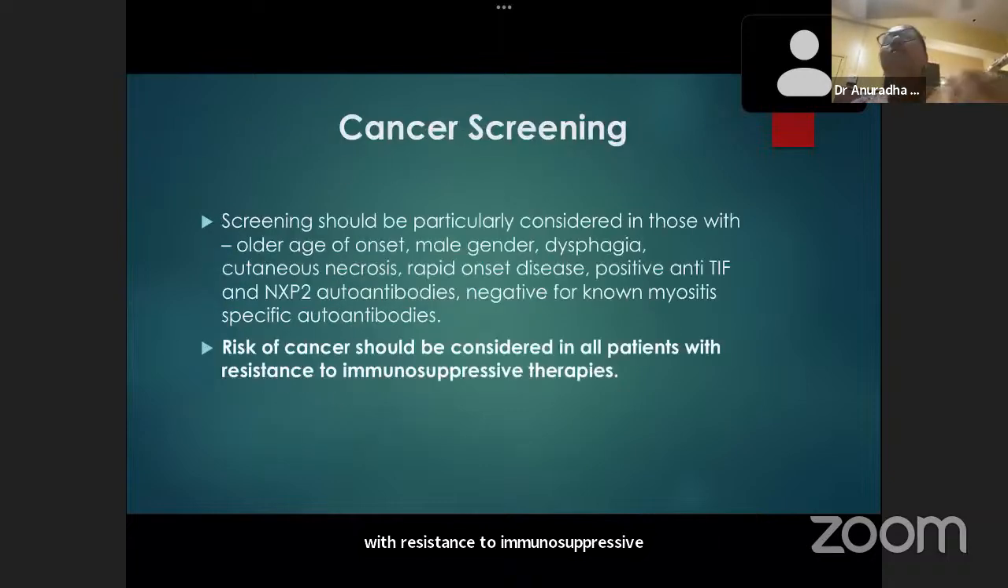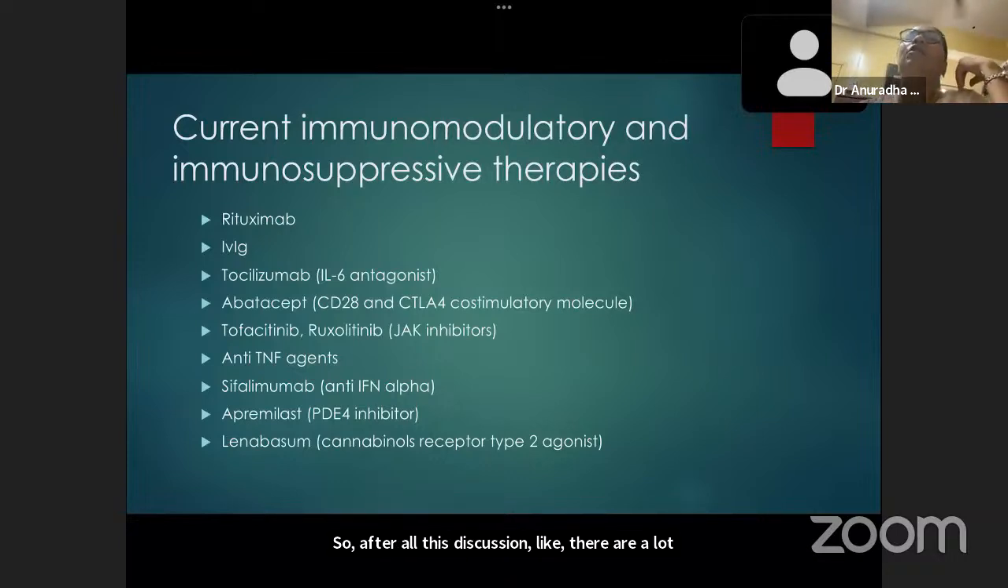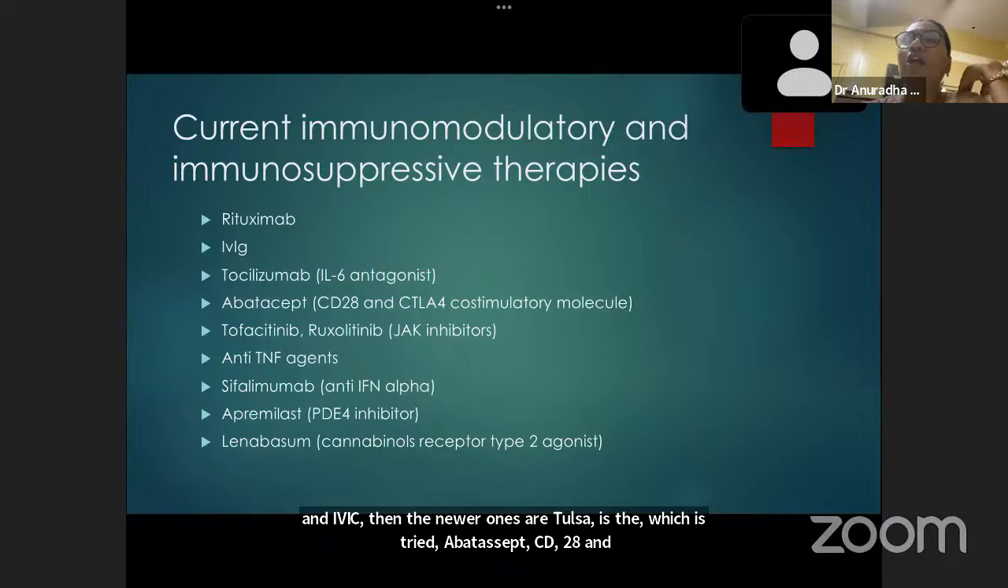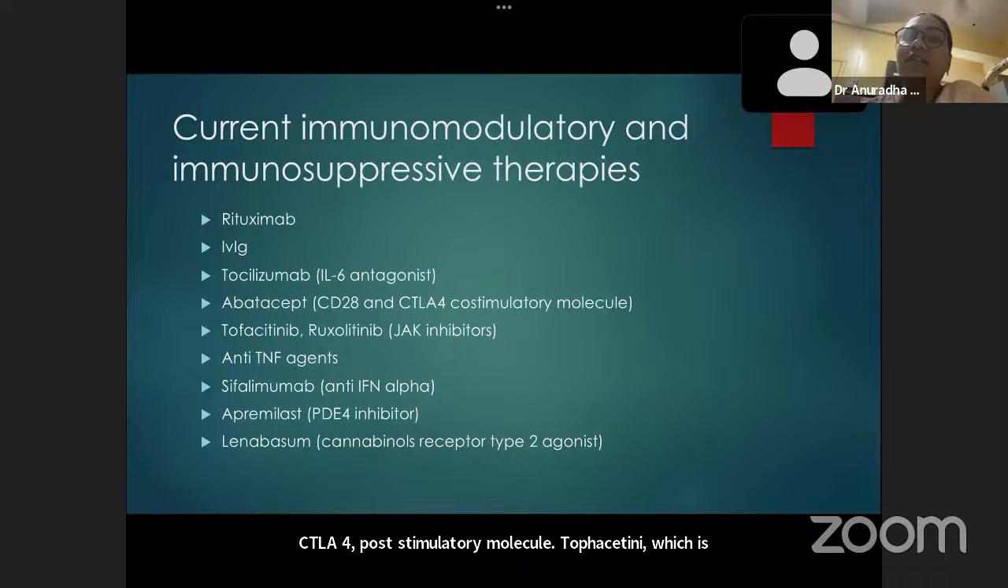After all this discussion, there are a lot of immunomodulatory agents and novel therapeutic agents coming, and this is the list of drugs that have been tried and which are coming up: rituximab and IVIG. Then the newer ones are tocilizumab, abatacept, a CD28 and CTLA4 co-stimulatory molecule, tofacitinib, which is a JAK inhibitor, anti-TNF agents like infliximab and etanercept, anti-interferon alpha inhibitors like sifalimumab, apremilast, which is a PDE4 inhibitor, and a newer one, the cannabinoid receptor type 2 agonist, lenabasum.